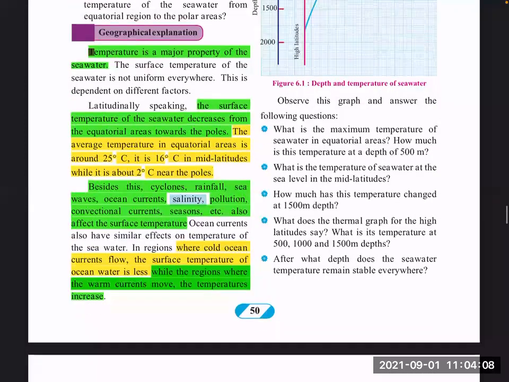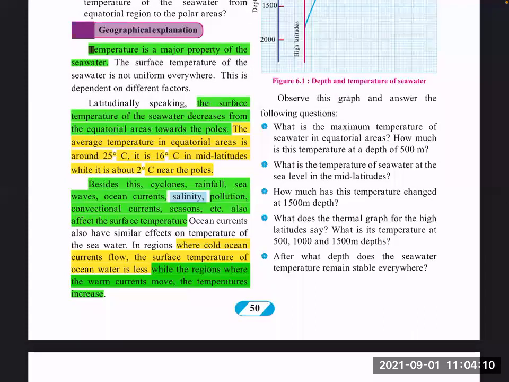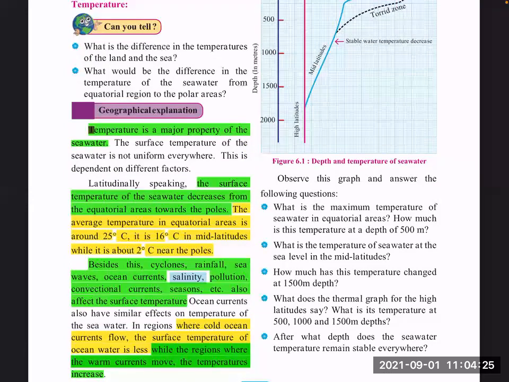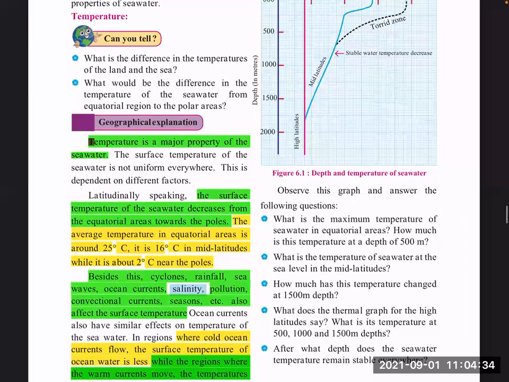Besides these, cyclones, rainfall, sea waves, ocean currents, salinity, pollution, convectional currents, seasons, etc. also affect the surface temperature. The surface temperature is related to the climatic zones: the equatorial zone, temperate zone and polar regions. But once it reaches the 2000 meter depth, there is no change in temperature.